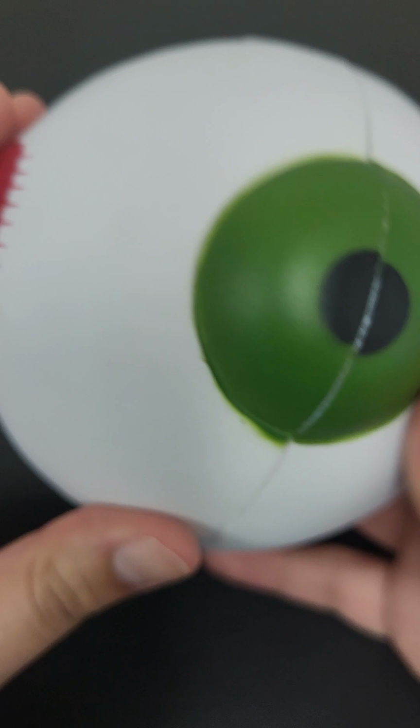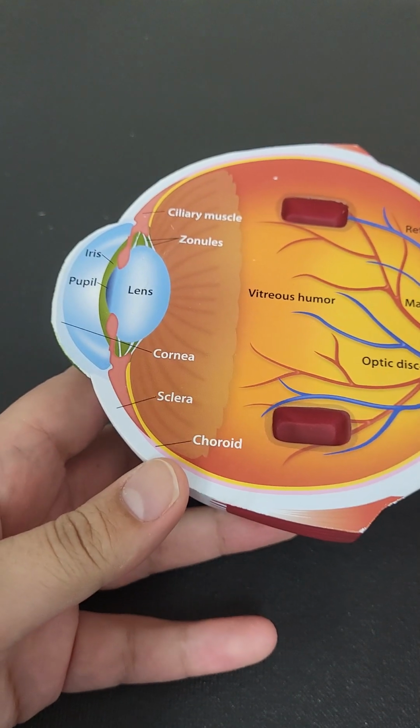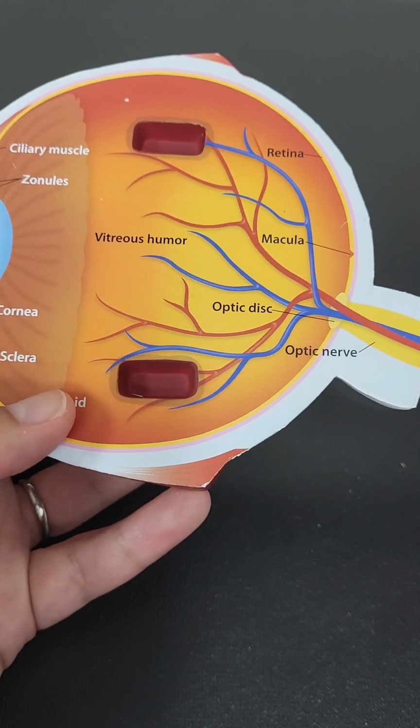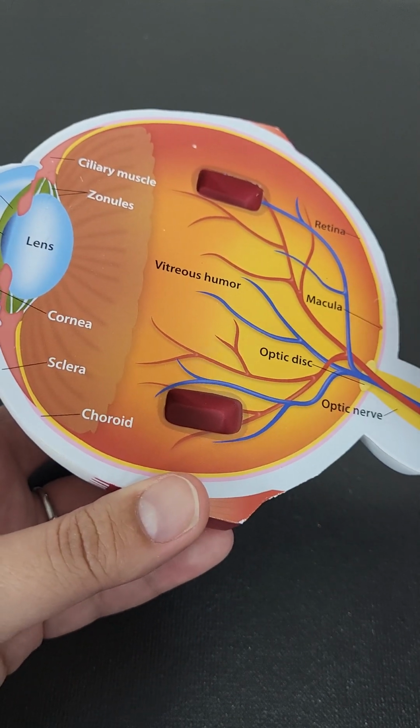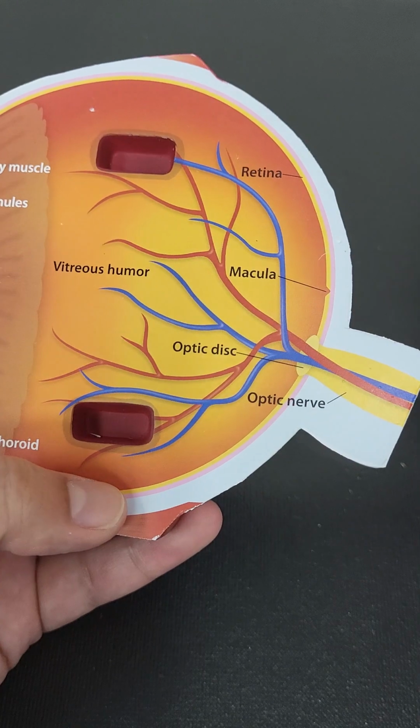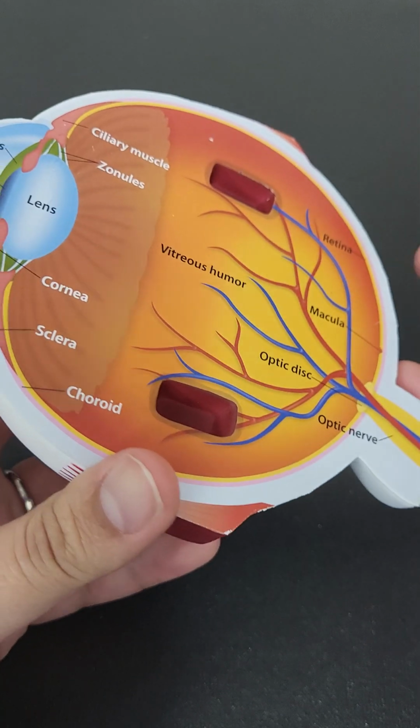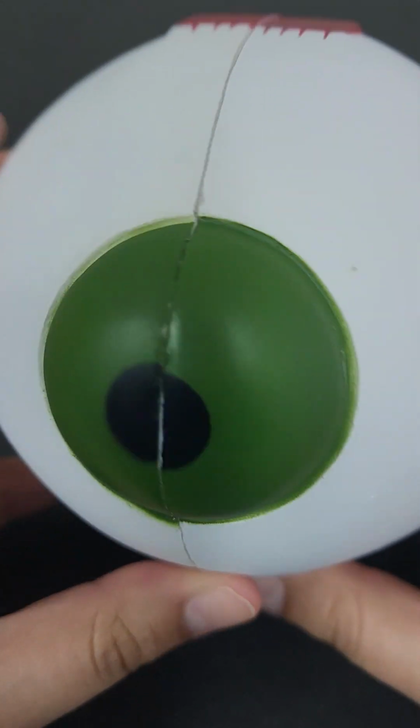But yeah, that is a little brief overview, more of a description of what my vision is like and what happens when different parts of your eye are not working correctly.